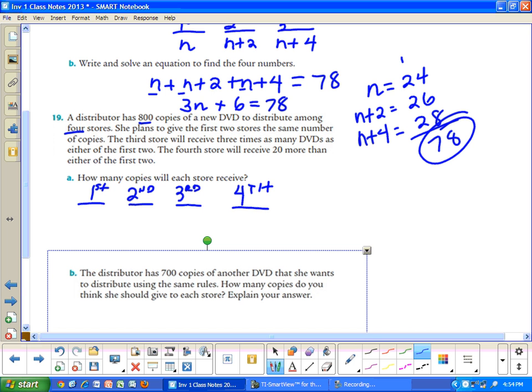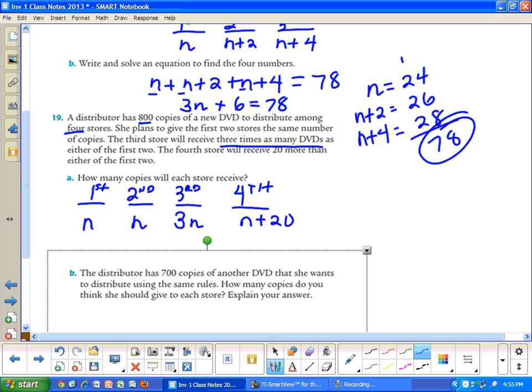And we know the first 2 have the same amount, both. So let's just say n for each of those. You could use x, any letter you want. Now it says that the third store will receive 3 times as many DVDs as either of the first 2. So 3 times n. And the fourth store will receive 20 more than either of the first, so that would be n plus 20.